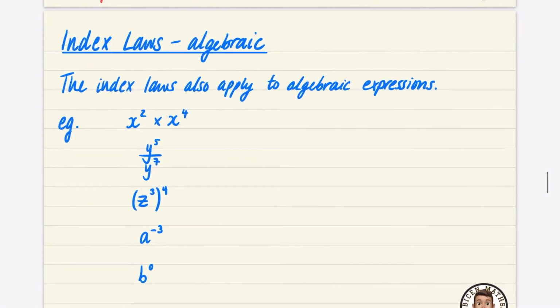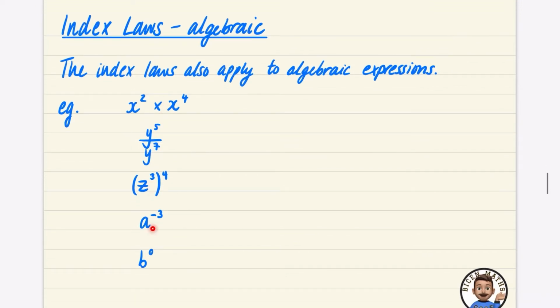Okay, so you can take all of the index laws, and as well as them being with numbers, you can also apply them to algebraic things as well. So just want to quickly recap that you can apply all of the stuff we've done before, as long as they have the same base, you can do the same things with the numbers as bases. So this one is the multiplication, where you add the powers, so you would just get x to the power of 6. This one is division, where you subtract the powers, and 5 take away 7 is minus 2.